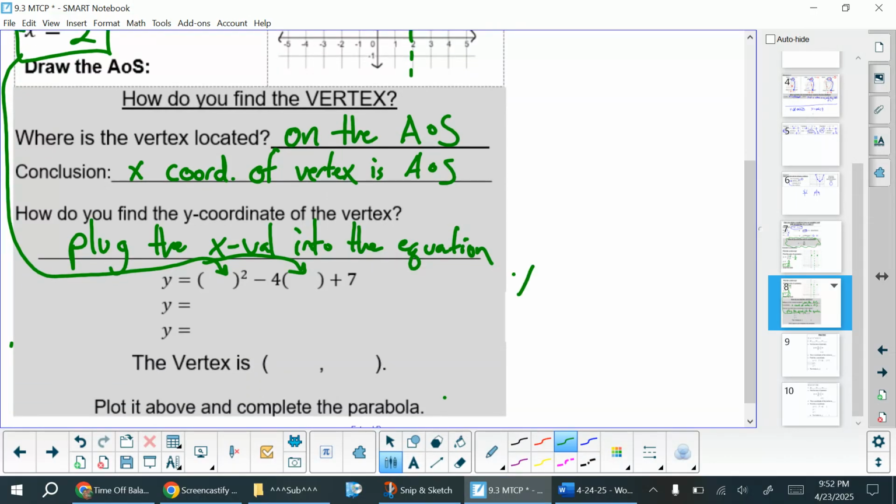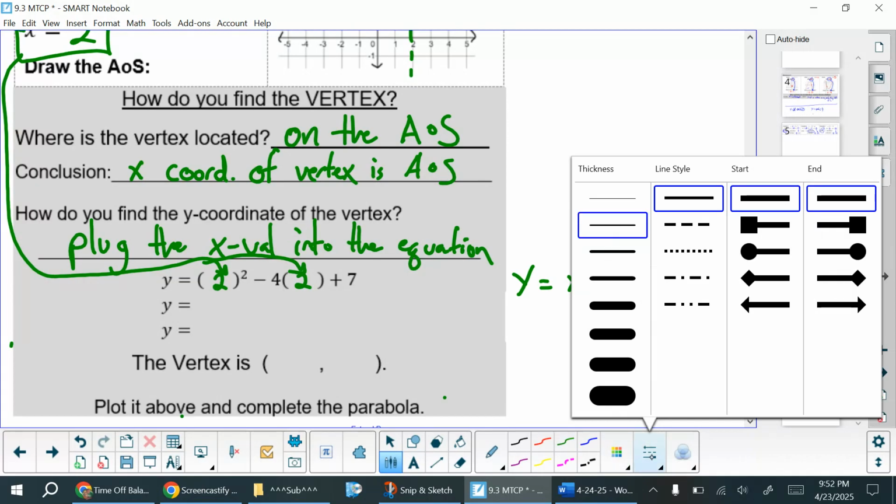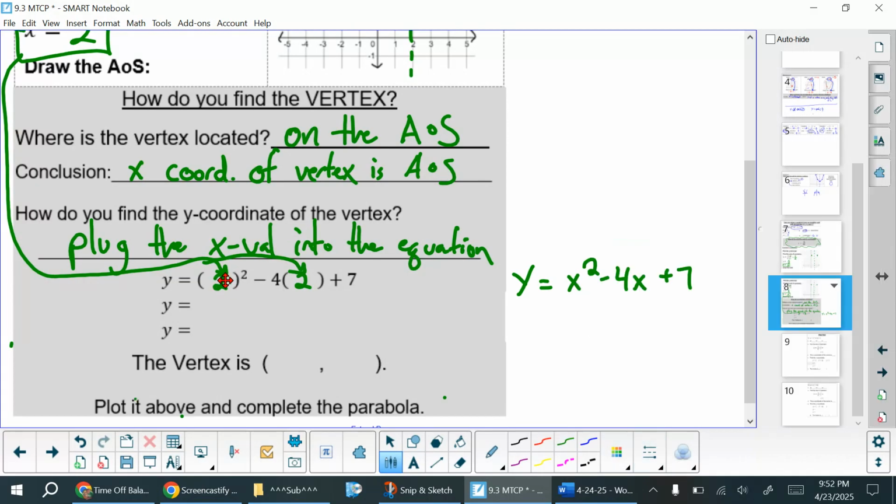So this was the equation y equals x squared minus 4x plus 7. Now in place of the x, since I know x is 2, I'm putting in 2's. Eventually, I'll let you probably just use a calculator on this, but for now, let's go ahead and practice this. 2 squared means we're doing 2 times 2, that's 4. 4 times 2 is 8, so we've got a minus 8 and a plus 7.